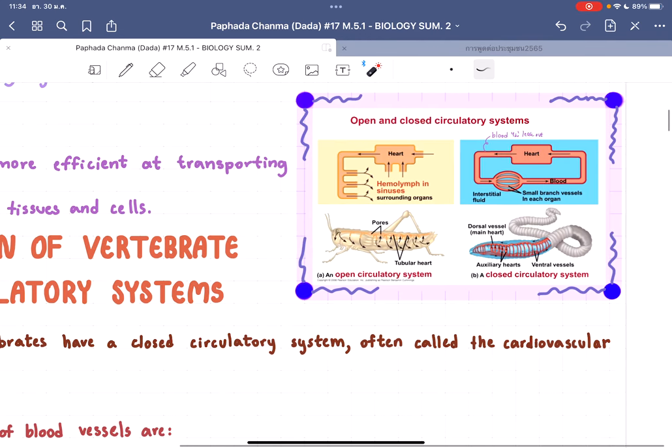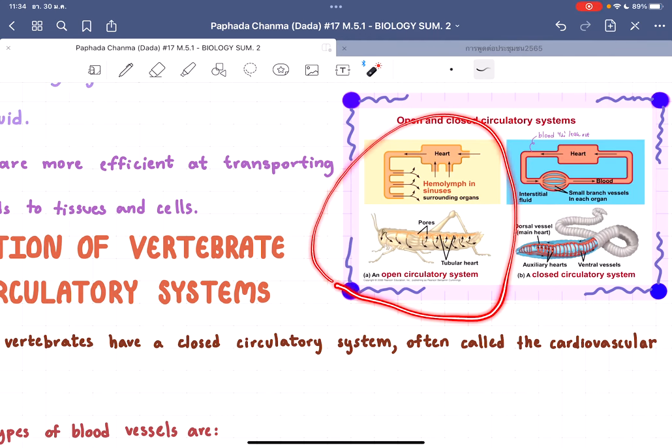This is the picture of an open circulatory system and a closed one, in which the blood will not leak out.